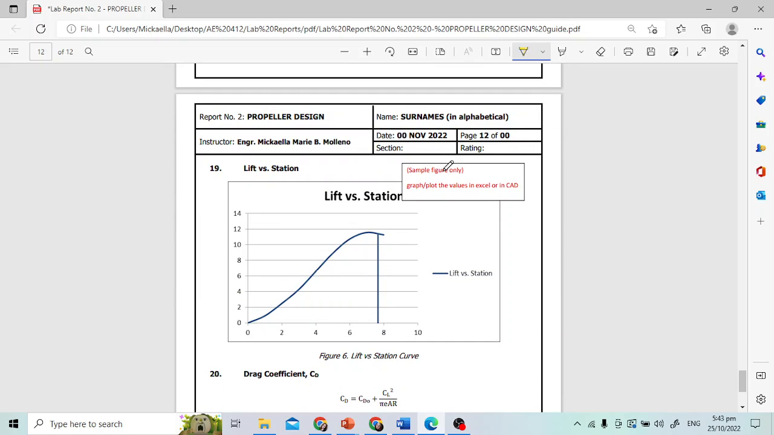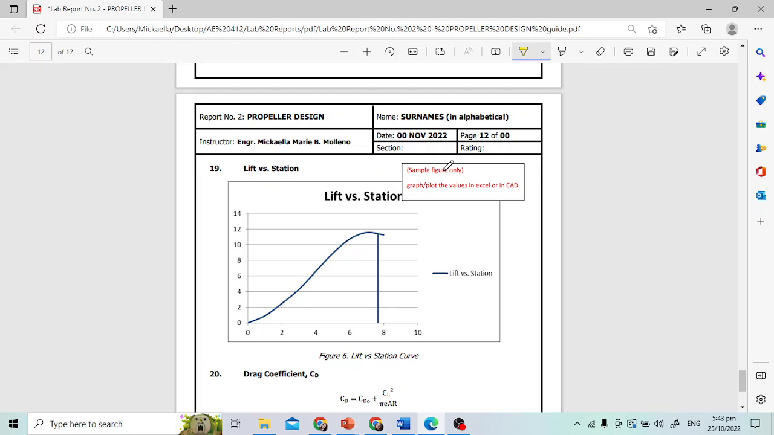Second to the last part na to, actually, part 19, which is the lift versus station. So, simple lang. Graph or plot your values using AutoCAD or Excel, whichever you're more comfortable with using. Again, I am expecting to see curve ha, or I am expecting to see plots. I don't want to see na magpa-flat na naman yung, I mean, you all know what I'm talking about.